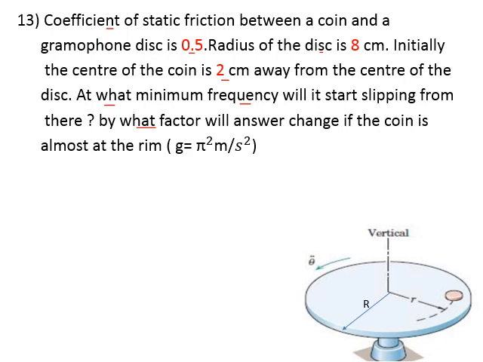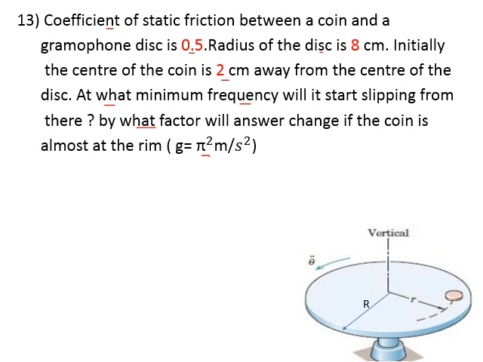And g is given. The value of g which is given, that only you have to substitute. Somewhere it is 9.8, somewhere it is 10, somewhere it is pi square. As per the given value, you have to substitute. And if it is not given, then use 9.8.